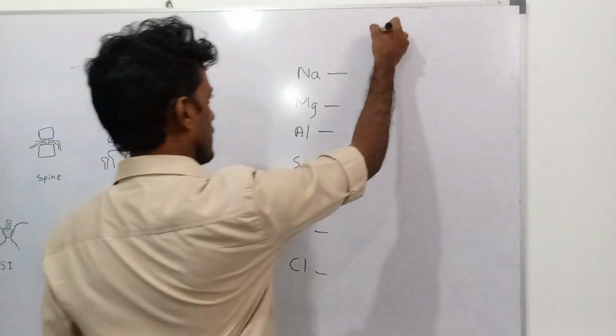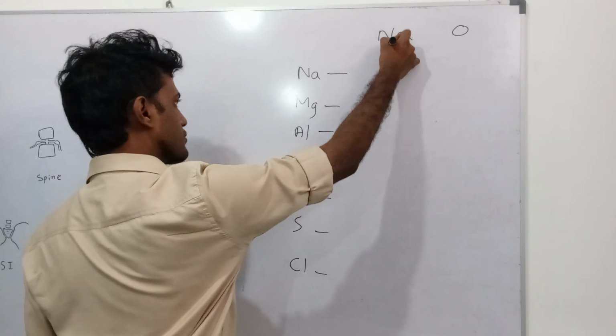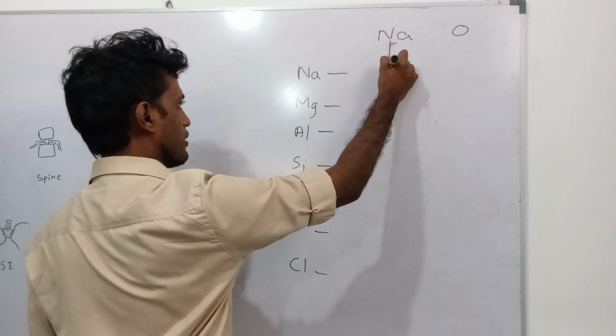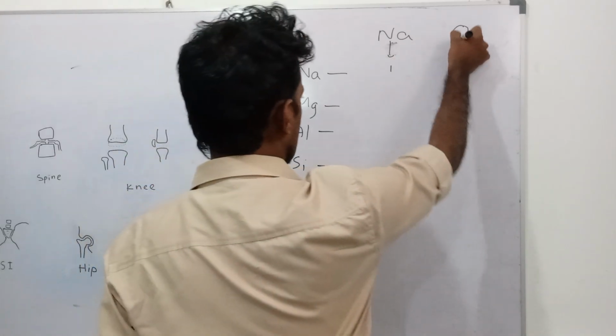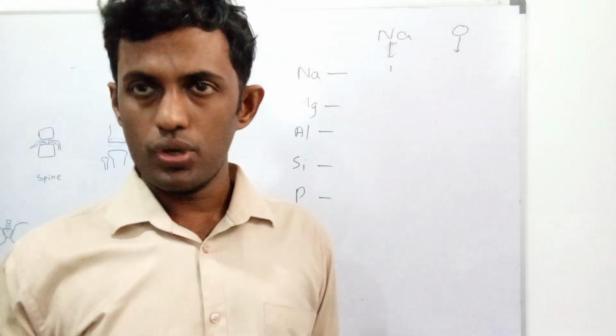Then sodium oxide, Na and oxygen. Sodium means first group, right? So first group means valence is 1. Oxygen is in the sixth group. Sixth group means valency either 6 or 2.